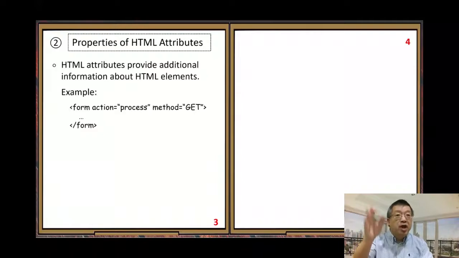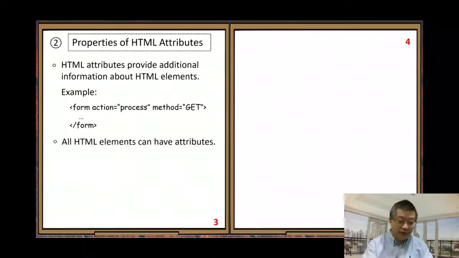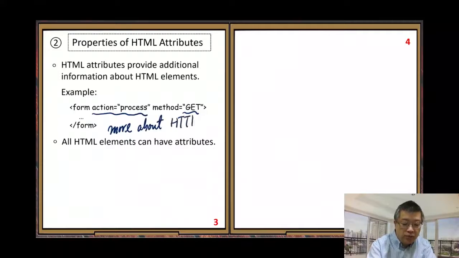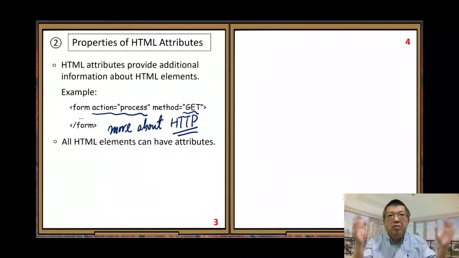First, HTML attributes provide additional information. I already explained this example, so the meaning of these two attributes. Later we will learn more, because later we need to learn more knowledge about the HTTP protocol. Then we know the complexity of the communication between the client and the server.